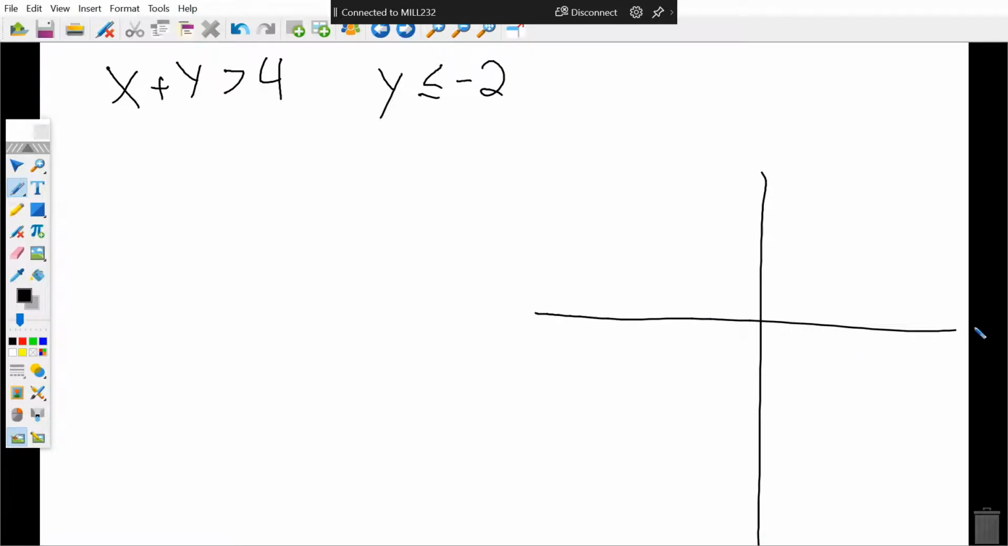All right, take a few minutes, graph the first line, find the solution set, graph the second line, find the solution set, and look for any overlap. Okay? Come back in about 2 or 3 minutes.